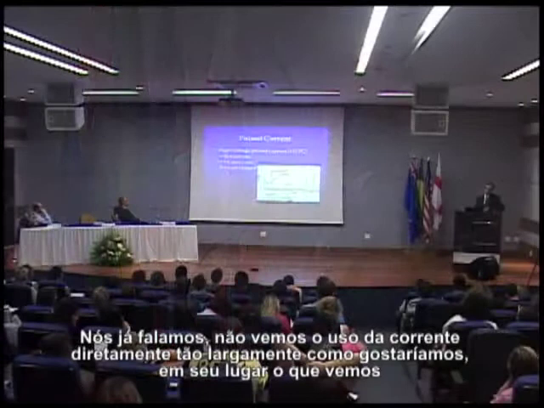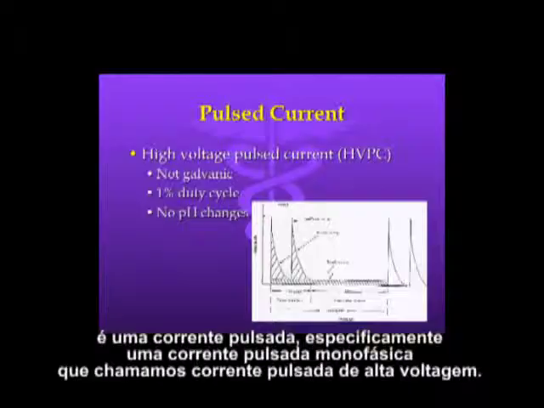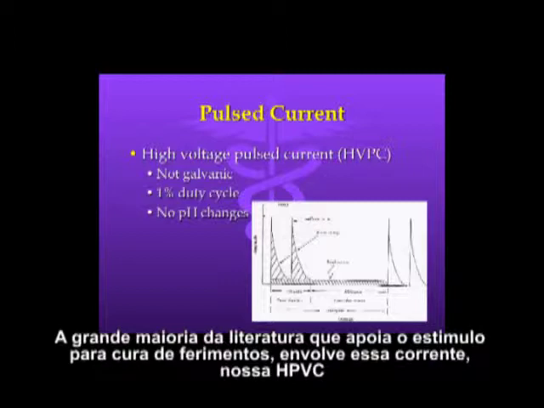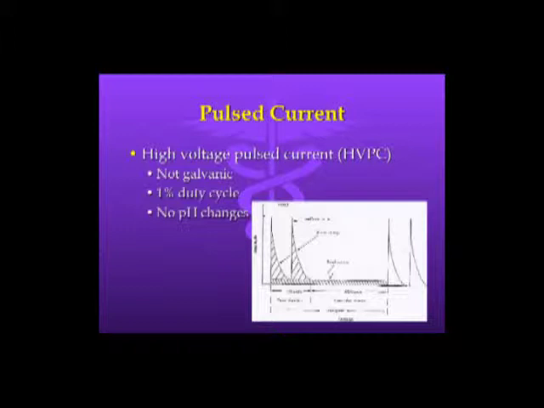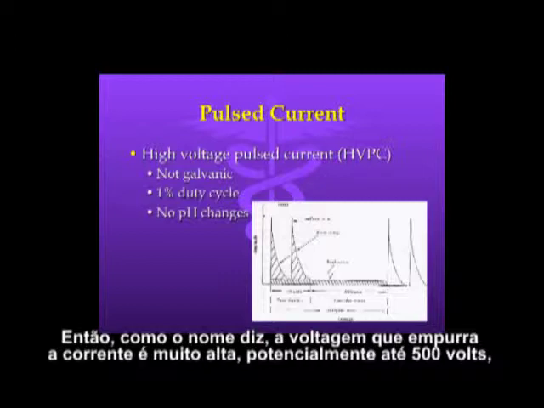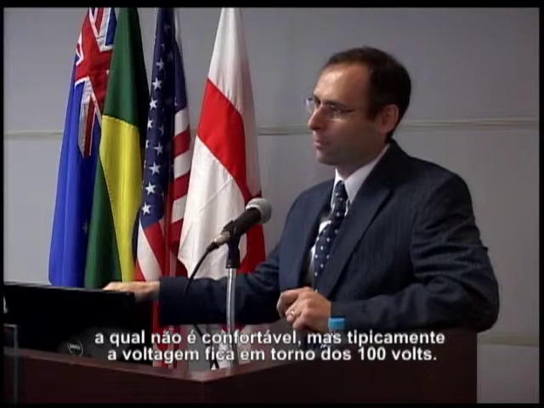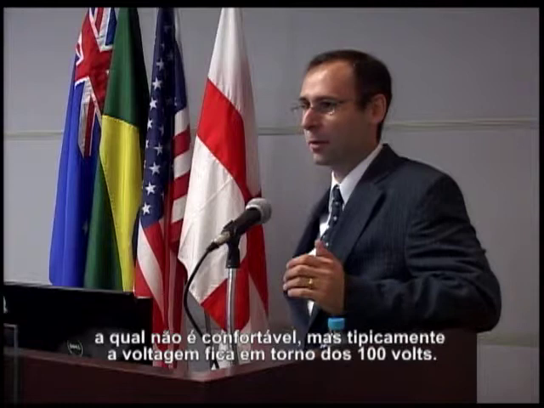So like I said, you don't see direct current used as widely as it once was. In its place, what we see is a pulsed current, and specifically a monophasic pulse current that we call high voltage pulsed current. The vast majority of the literature that supports eStim for wound healing involves this current, our HVPC. So, as the name implies, the voltage that's pushing our current is very high, potentially up to 500 volts, which is not comfortable. But typically, it tends to be in the lower hundreds of volts range.